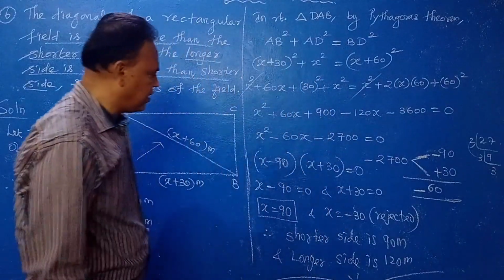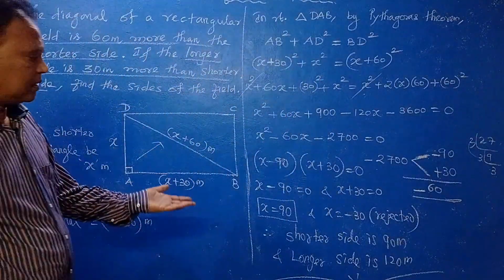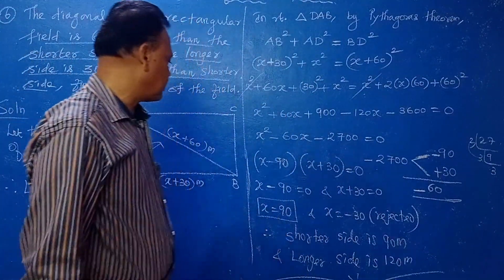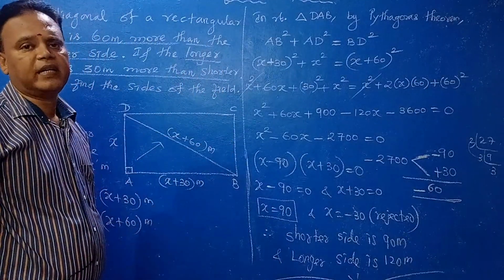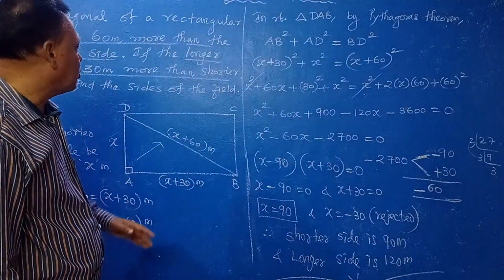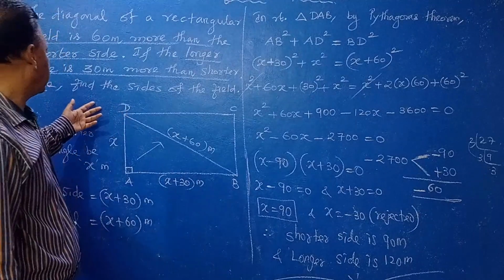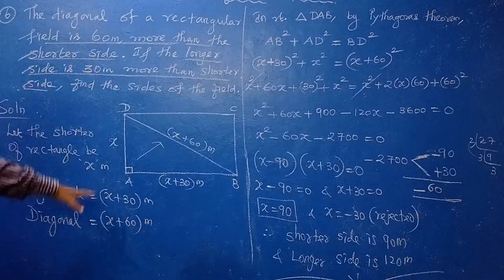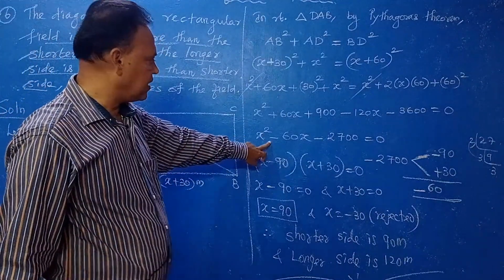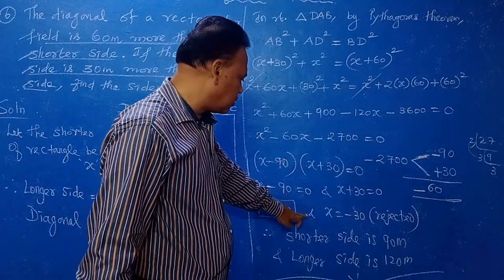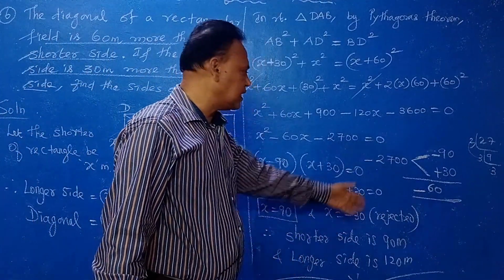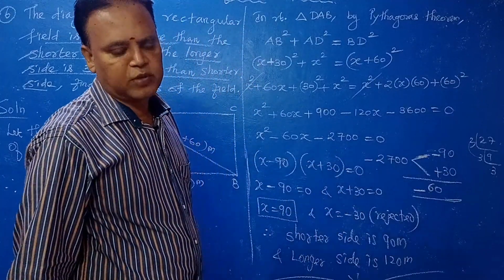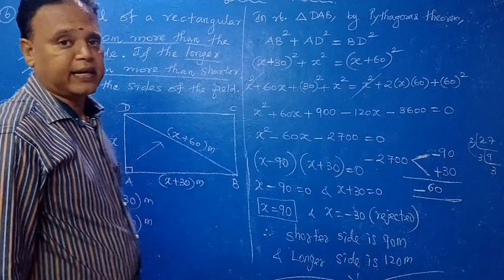So easily we can find out the dimensions of the rectangle. Clear? So the only thing is you have to practice. You read the problem, then according to the problem you frame the quadratic equation, then using the factorization method you easily find the dimensions of the rectangle.